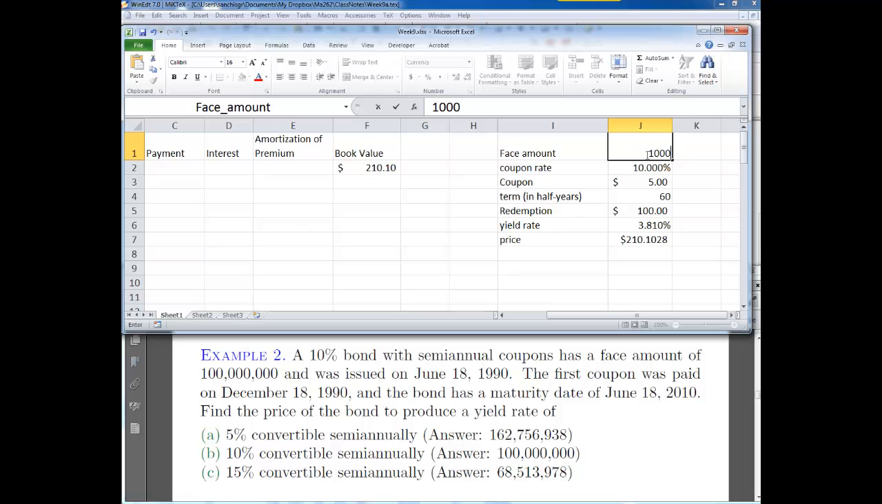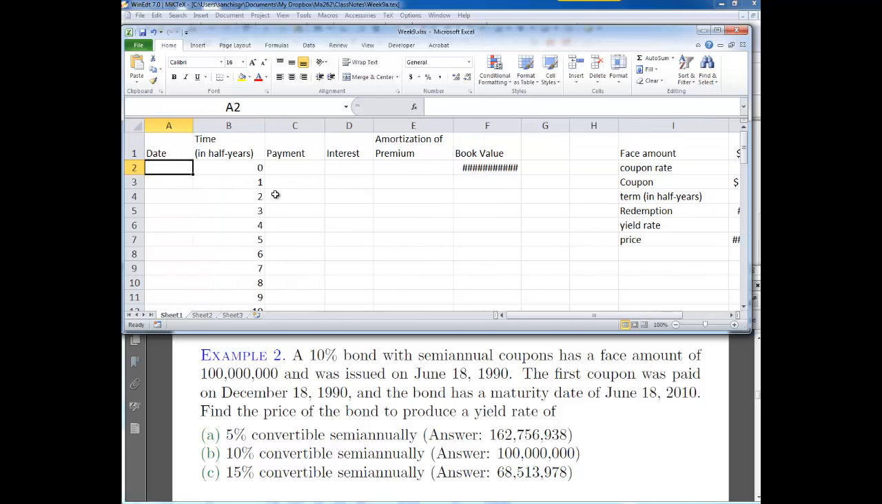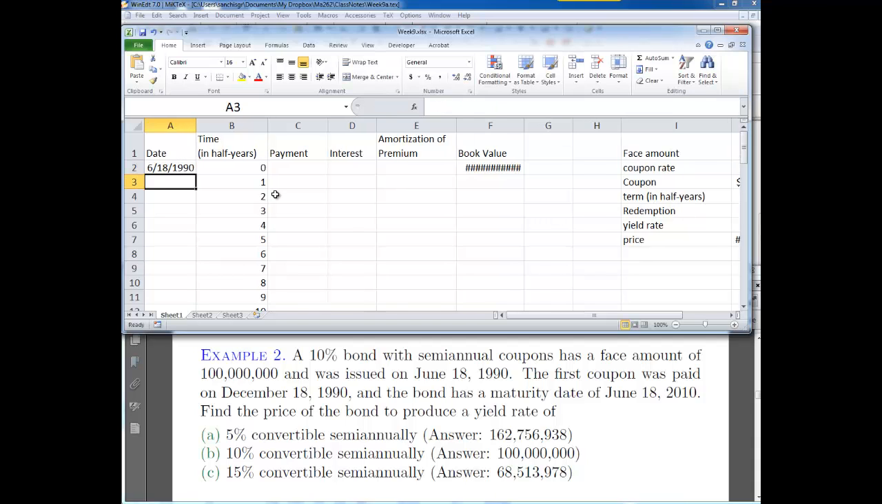Let's see, 1, 2, 3, like that. And it was issued on June 18, 1990. So I'm going to have an extra column over here for the date, and I can write June 18, 1990. And since it's semi-annual, the next one would be 6 months later, so that would be 12/18/1990.